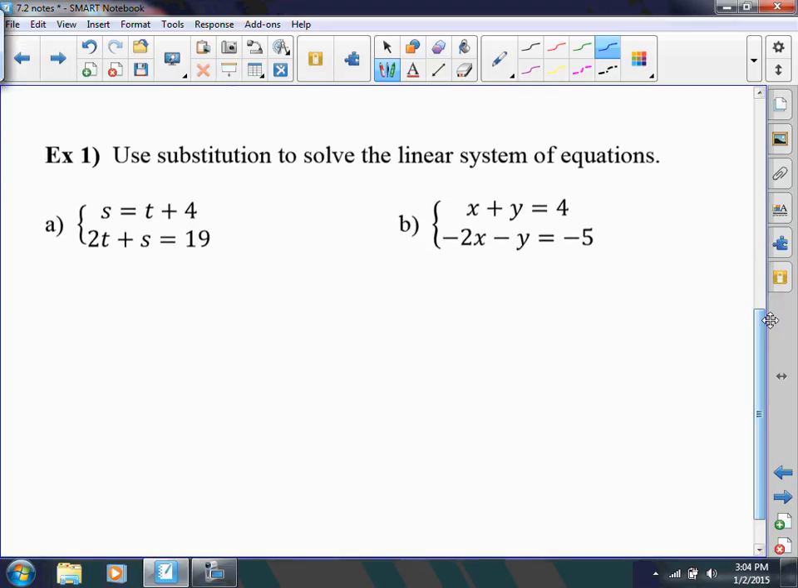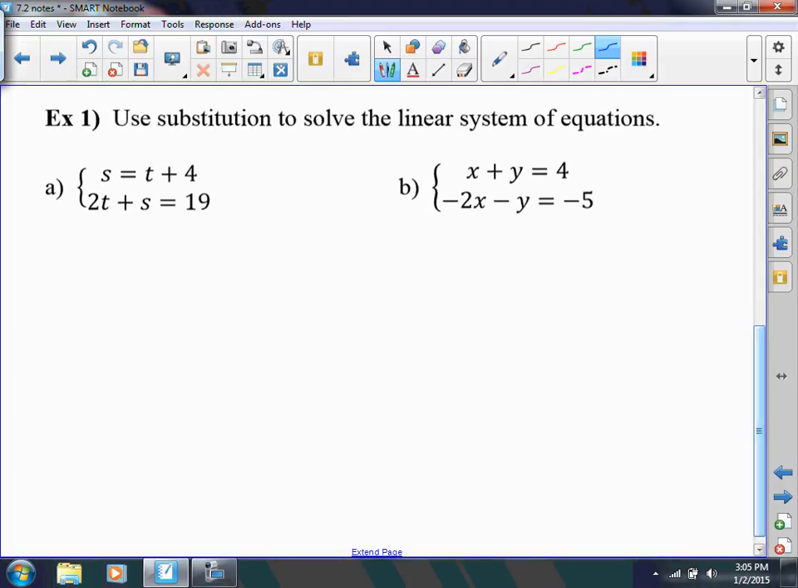So we'll go through a couple examples here and actually do this by hand so you can see what it looks like. So example 1, we have an A and a B, and then there's a C on the next slide as well. And part A is kind of a nice, straightforward substitution equation because it already has a variable that's solved for. This top equation here, S equals T plus 4, that's already solved for a variable. It's already solved for S.